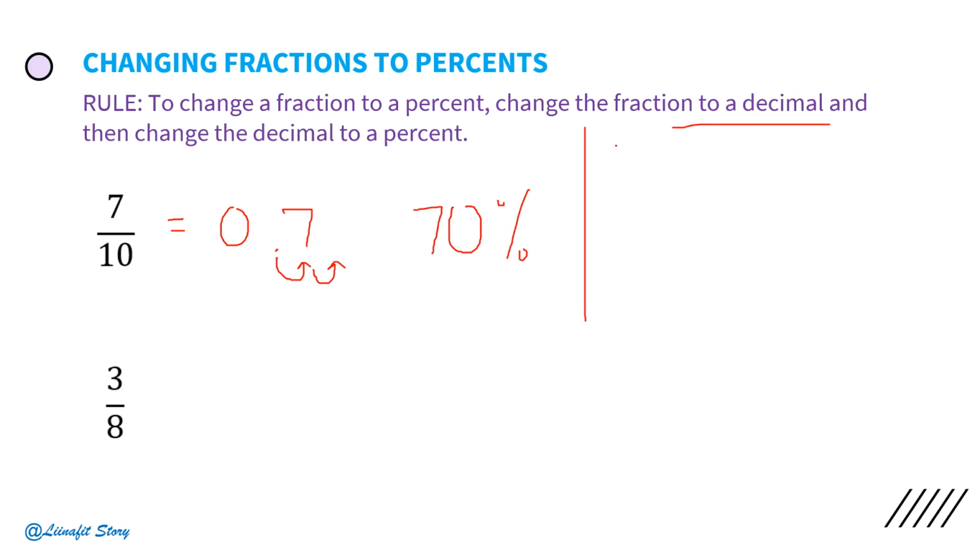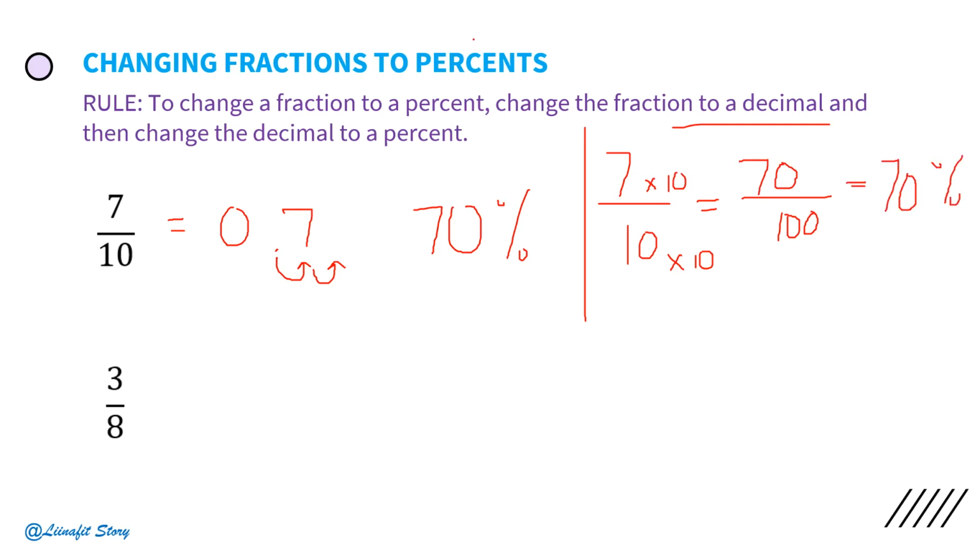Or another way, 7 out of 10. You may change the denominator into 100. So 10 times how many equals 100? 10 times 10. Do the same to the numerator. So 7 times 10 equals 70. 70 out of 100 equals 70%. Remember, percent means out of 100.